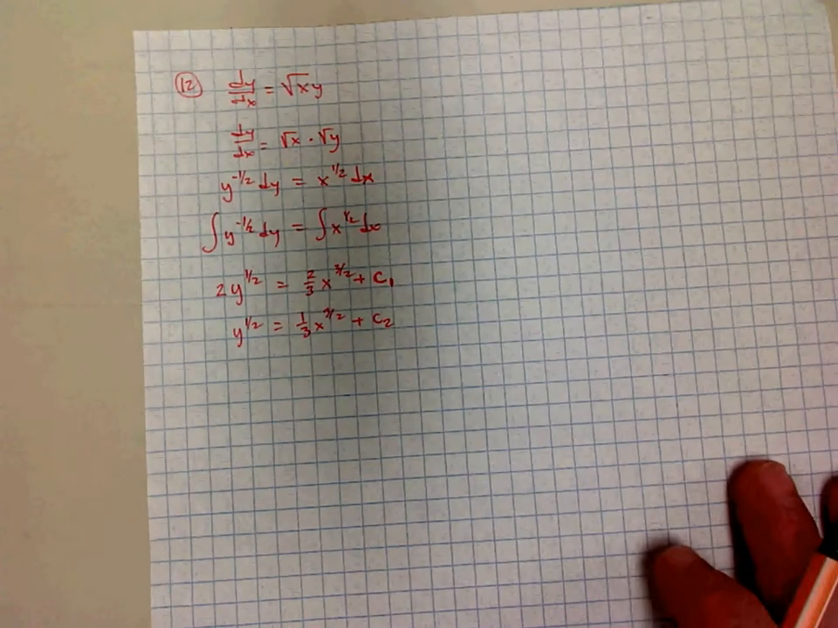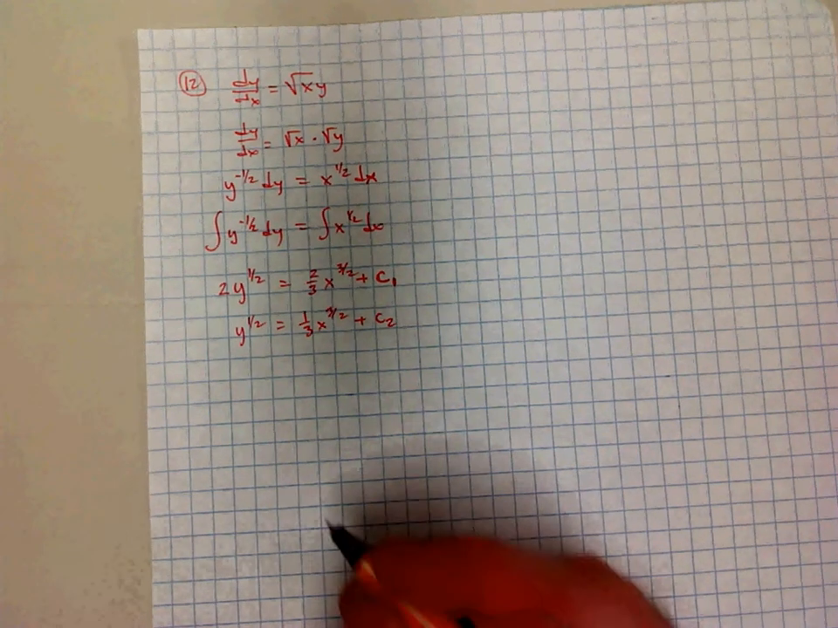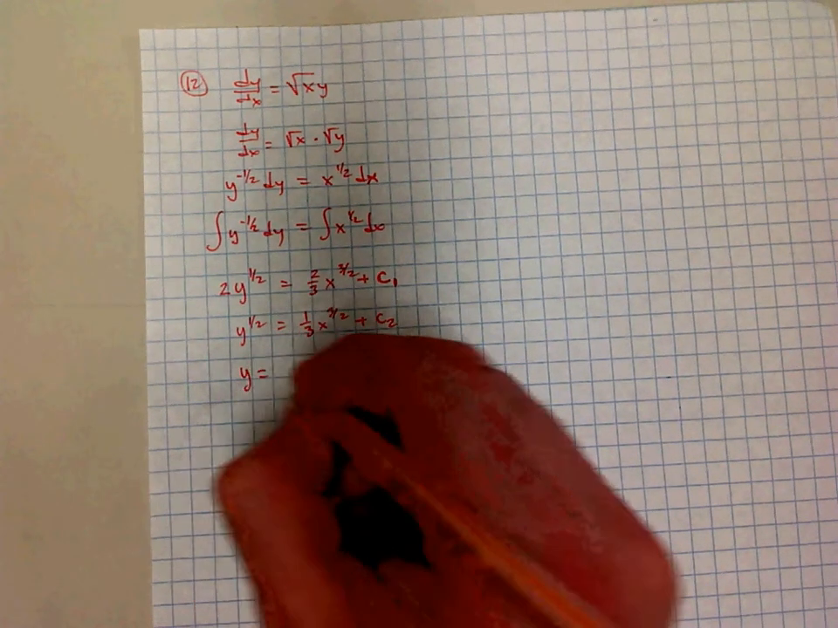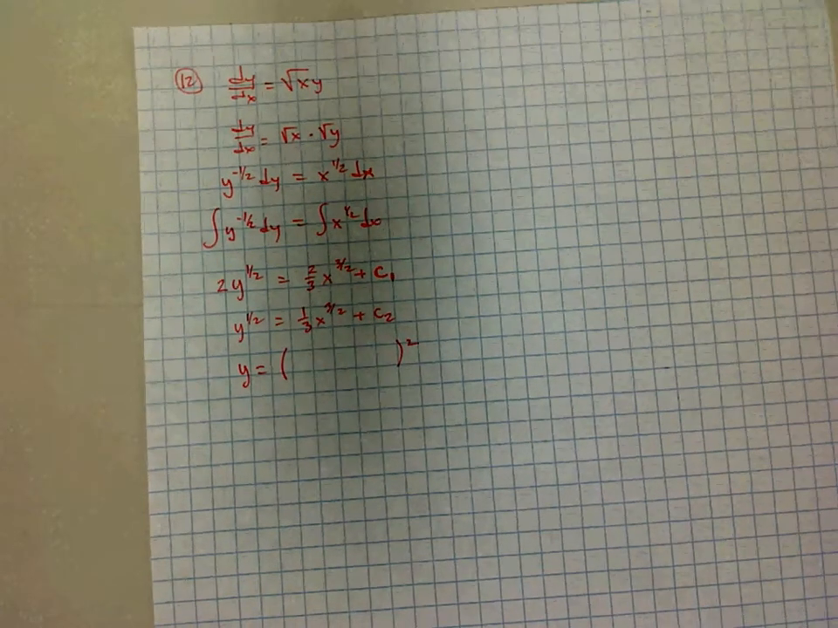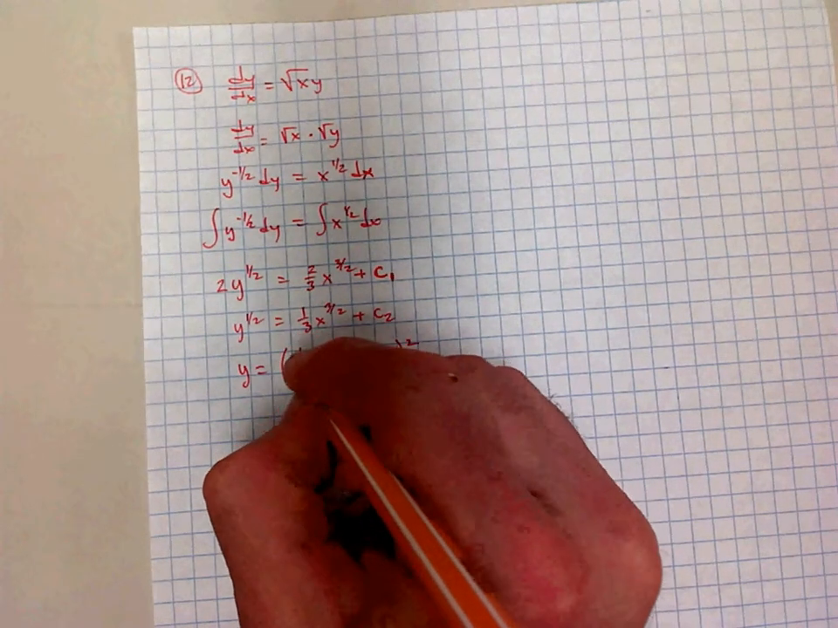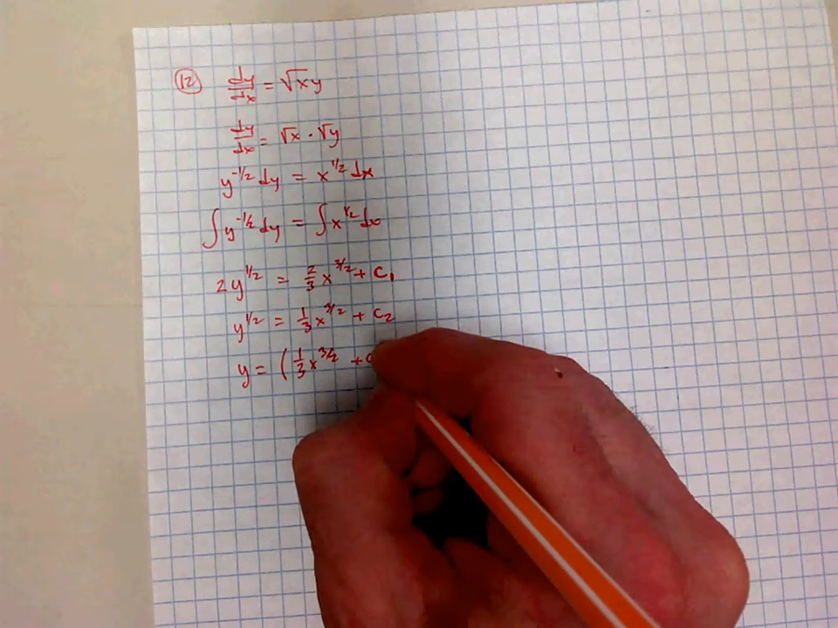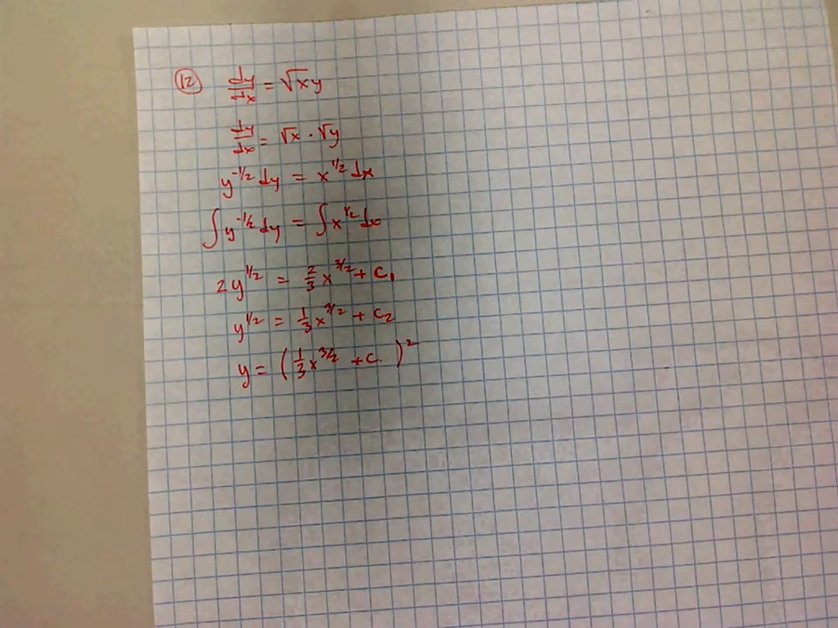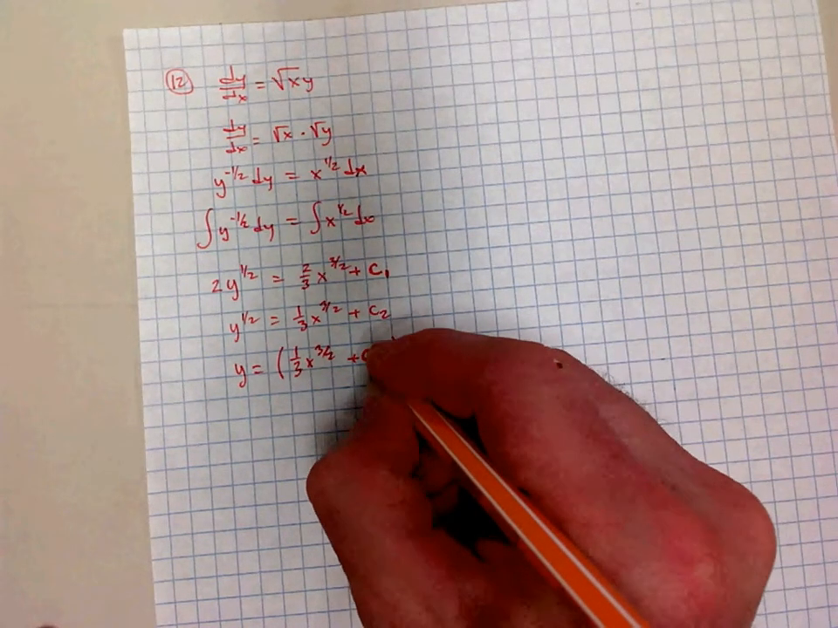So one more step, of course, to solve for y. We've got to get rid of this square root symbol. We do that by squaring both sides. y equals, just put the whole thing in parentheses, squared: 1/3 of x to the 3/2 plus this c value, which now I'm just going to put as plain old c. They don't care whether it's c1, c2, c3, c4, or whatever. I'm just going to put it as just some constant c, and that's my final answer.